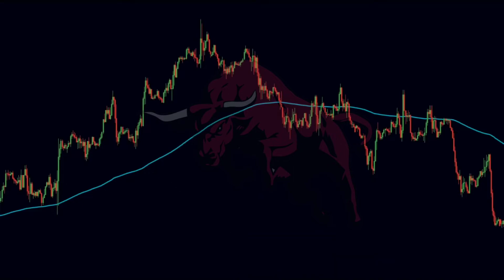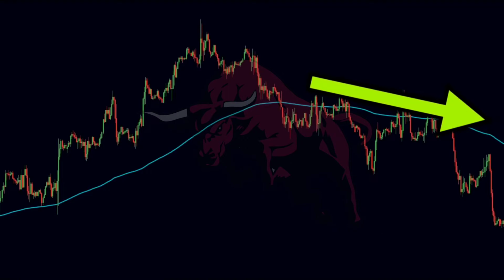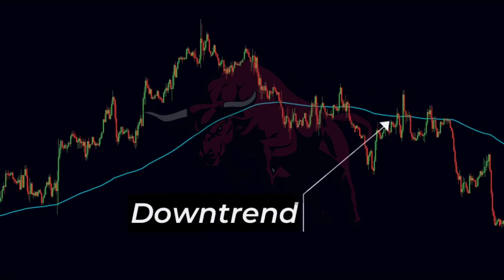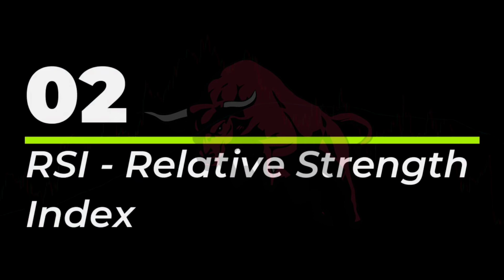In an uptrend, we will look for buying signals only. On the other hand, if the price is trading below the 200 EMA, and the EMA is sloped downwards, the price is said to be in a downtrend. In a downtrend, we will look for selling opportunities. The second indicator that we will use in our strategy is the RSI indicator.